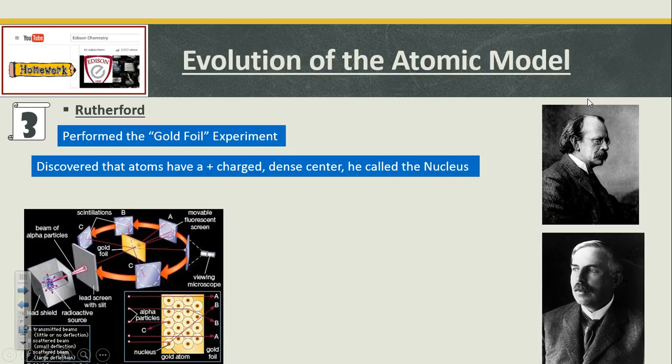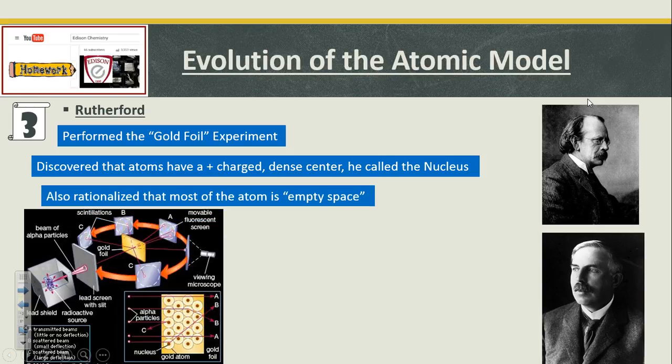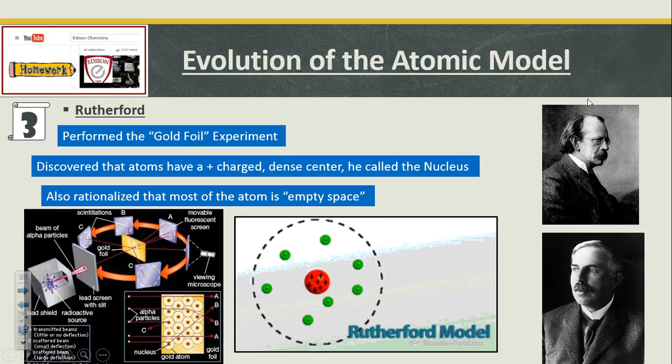I believe that's because they already knew about the nucleus of cells, and in a cell, the nucleus is at the center. So there's a little crossover from chemistry, physics, to biology. Now, the other thing that he rationalized was, because most of those particles went straight through, is that most of that atom is really empty space. It's really mostly nothing, which you can see here in his evolution of the model of the atom.